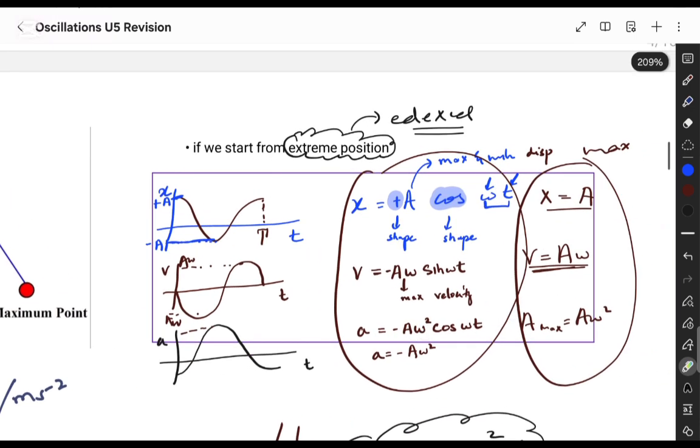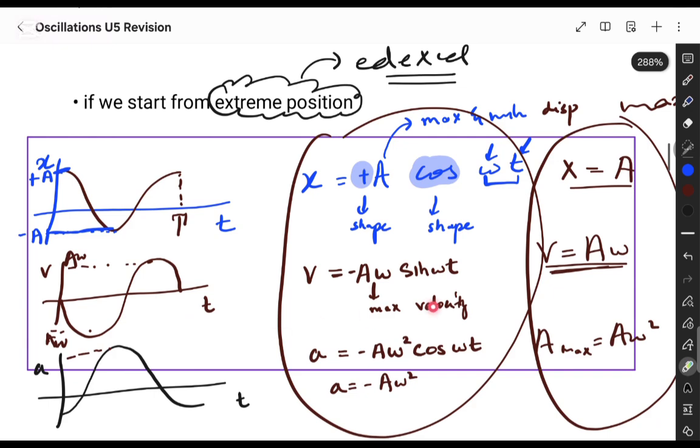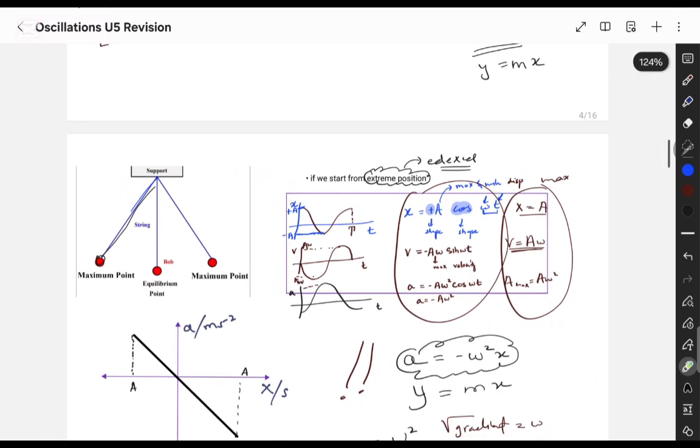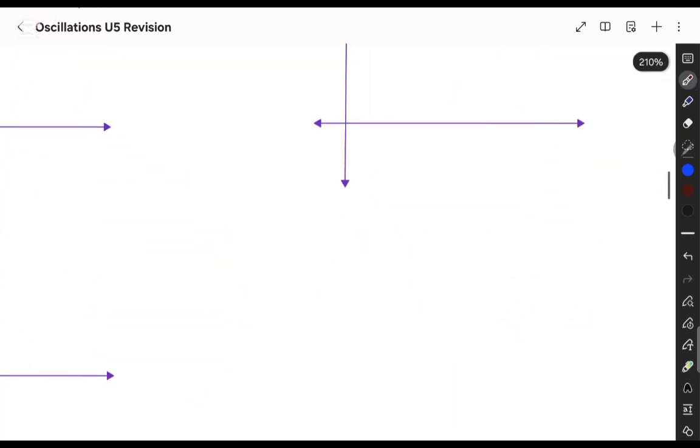Okay. Anyways, so basically how this works, x, you have this equation, v, you have this, a, you have this. Just memorize this. If you're not a math student, totally fine. As long as you memorize it, you're good to go. Okay. Now, coming to the graph part, right? I want you to memorize this rule.